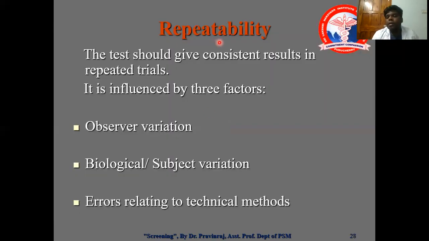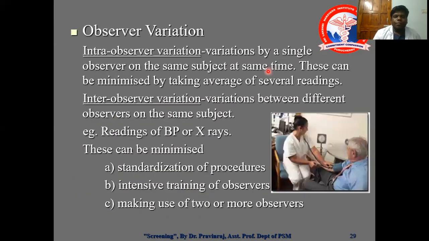So how will repeatability be affected, or what are the factors that are going to affect the repeatability? One is observational variation, then biological or subject variation, then error related to the technical method, the method which we are going to use, and what errors we may make. According to these three only, the repeatability will vary, or there will be some problem with the repeatability.